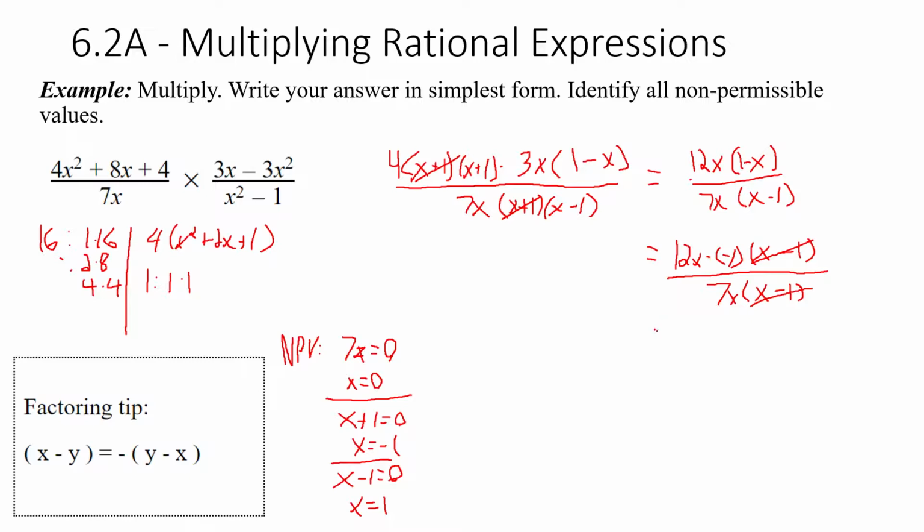12x times -1 will be -12x. And in the bottom we have 7x. At this point, x divided by x can cancel. But 7 is a prime number, so unless 12 is a multiple of that prime number, you're stuck there. So nothing we can do there. If this was a 14, we could simplify, but nowhere to go, so our final answer is -12 over 7, and our non-permissible value list from least to greatest is -1, 0, and 1.